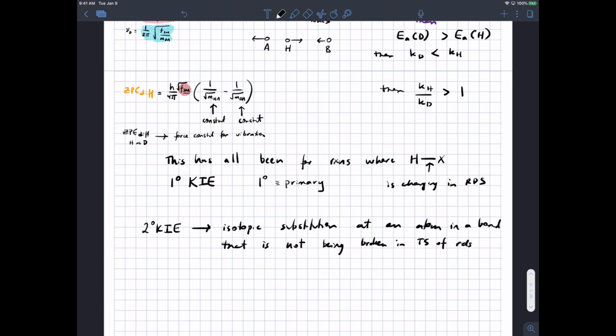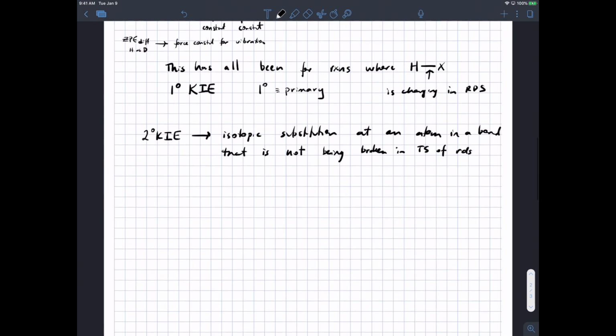Secondary kinetic isotope effects occur when a proton's not being pulled off or a new bond being formed at that proton in the transition state, but that proton is attached to something else that is changing in the transition state of the rate determining step. And the classic example of this is something called rehybridization.